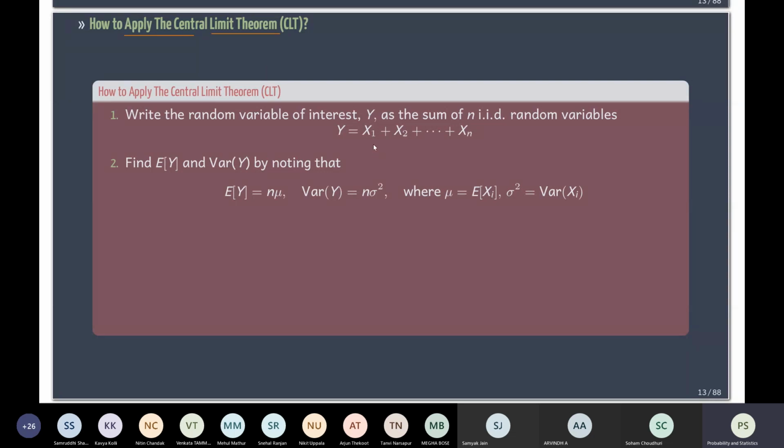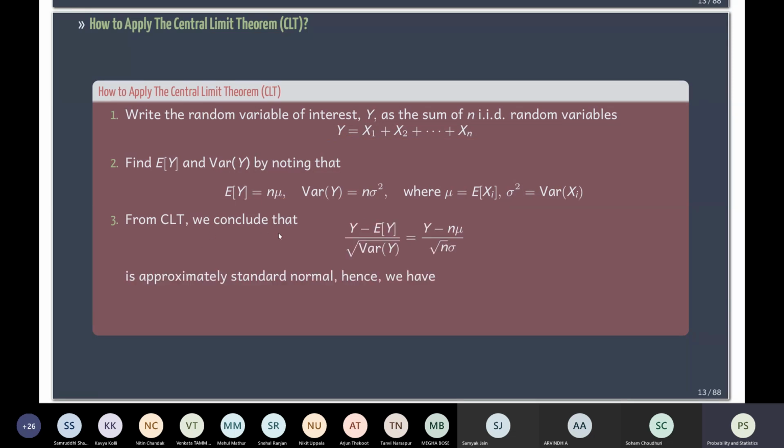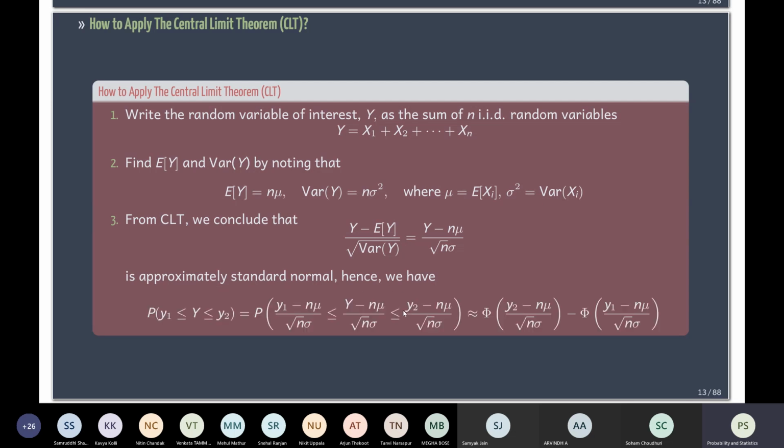To apply the central limit theorem, you will take a sum like this. Let us say mu is known. Then the expectation of Y you know will be this, and the variance of Y you know will be this. So from the CLT, you will form a quantity like this, (Y minus E[Y]) divided by this. What the CLT guarantees is that this will be approximately standard normal.